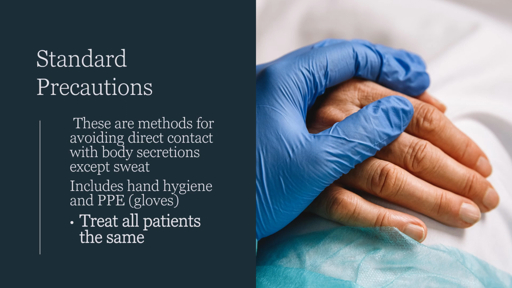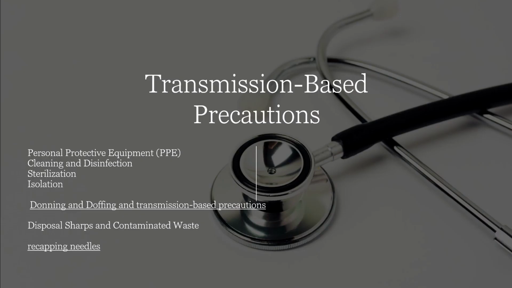Standard precautions is the term used to describe the infection prevention practices applied to all clients, whether or not they're known to have an infectious agent. So like we said, treat everybody the same. Transmission-based precautions. Now we're going to talk about these things like PPE, cleaning, sterilization, isolation. Here's that video for donning and doffing, and it also includes specific transmission-based precautions for the different diseases that people could be in different kinds of isolation for.